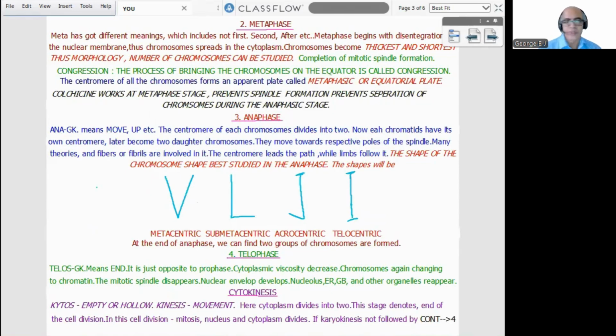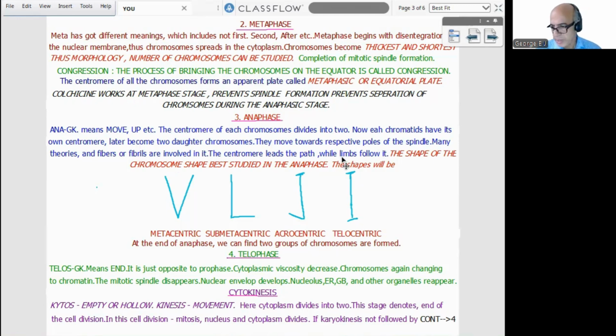Next is metaphase. Meta has different meanings, which include not first, second, otherwise after. Metaphase begins with the disintegration of the nuclear membrane, that is the end of prophase. We can always call it prometaphase. Thus, chromosomes spread in the cytoplasm. Chromosomes become thickest and shortest. Thus, the morphology and number of chromosomes can be studied in metaphase. Completion of mitotic spindle formation.